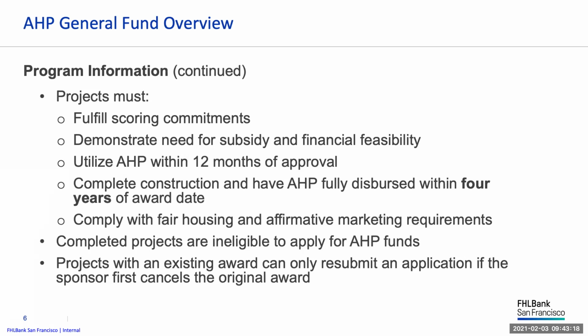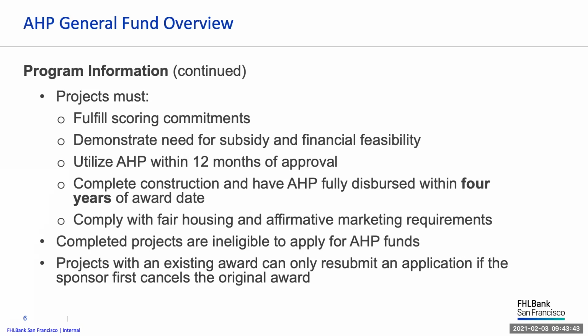If the project receives AHP funding, it must continue to demonstrate that financing gap at the time of disbursement and at the time of compliance monitoring. Again, a project has 4 years to utilize the AHP funds, complete construction, and have all homebuyers close escrow. The bank will review the project status twice a year and follow up directly with projects that do not demonstrate reasonable progress or the ability to finish in 4 years.